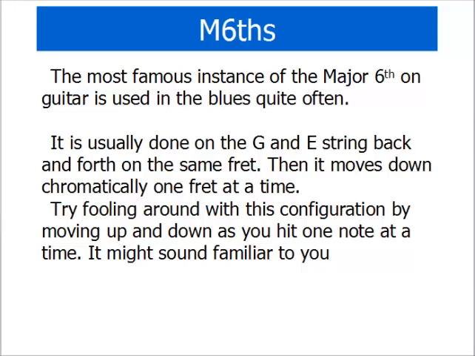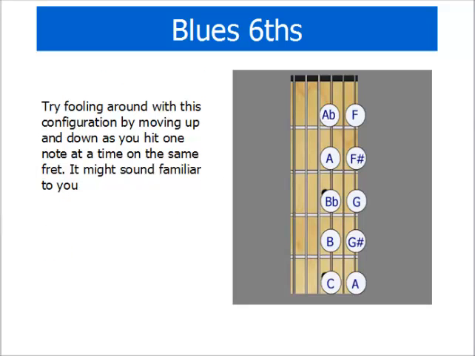Those are major sixths. Well, those aren't, but these are. So try fooling around with these configurations. There's A flat F on the first fret. You could bar your fingers across the first fret. There are 3 strings. Up to A and F sharp, B flat and G, B, G sharp, C, and A.